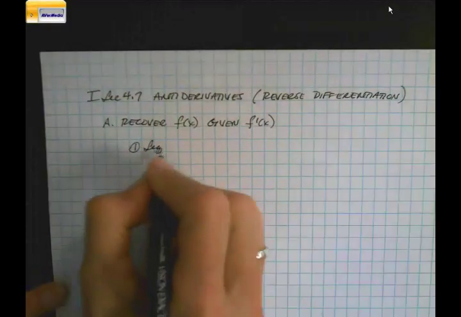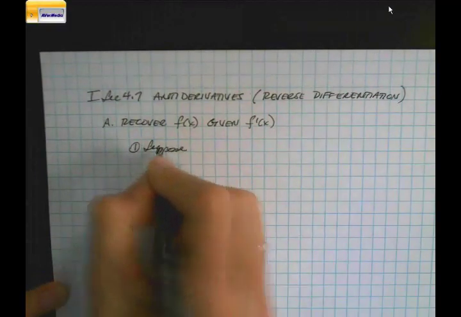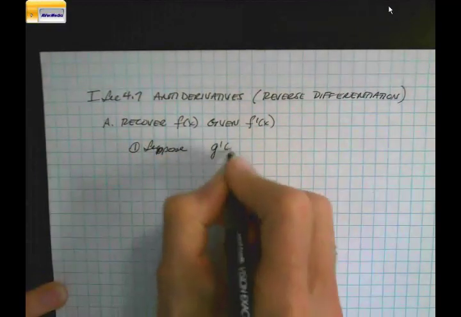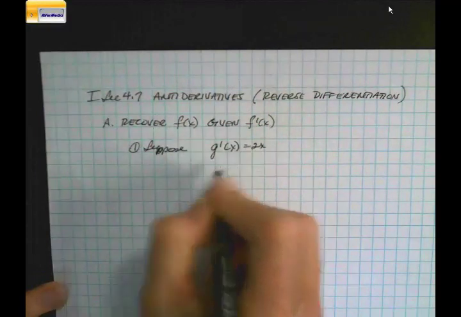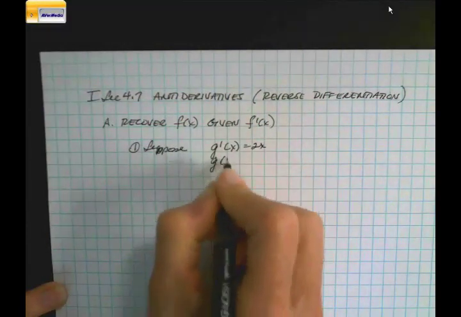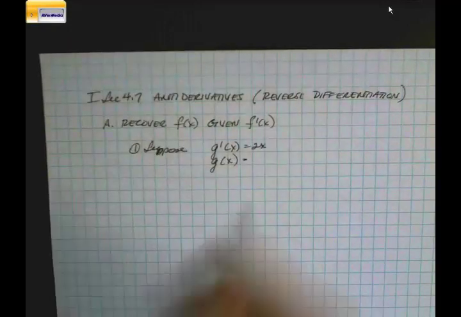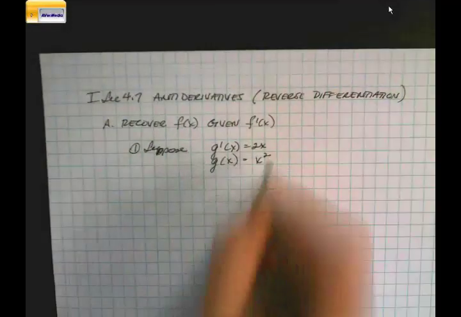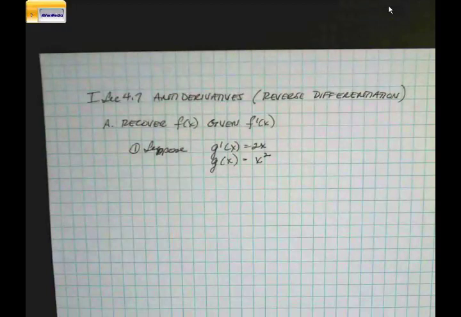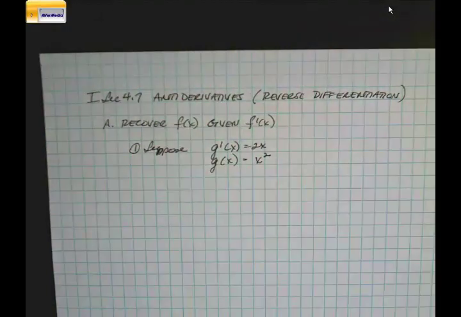So for example, you've got to be thinking backwards now. Suppose g prime of x equaled 2x. What would g of x have to equal? x squared, right? Because the derivative of x squared is 2x. So you're reversing.